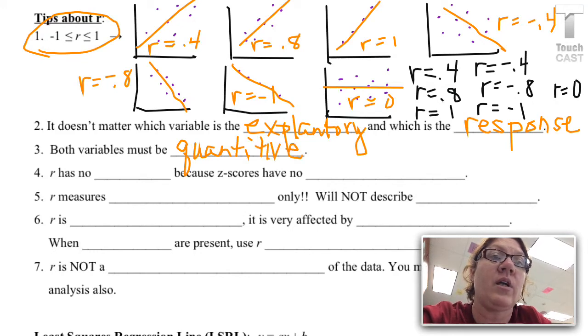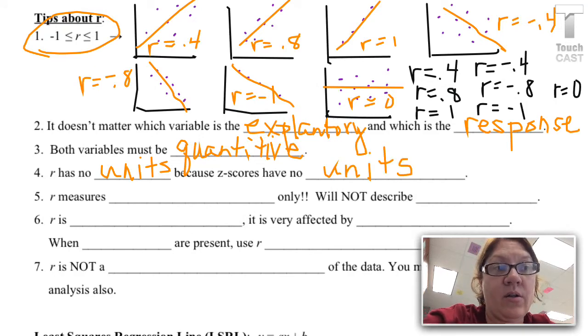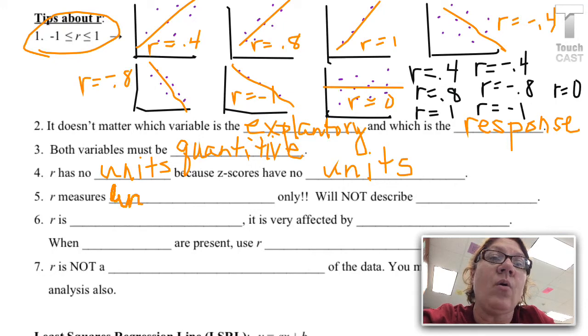Both variables must be quantitative, have to have numerical data to work with in order to actually do some calculations, right? Because I got to do z-scores. R has no units because z-scores have no units. It's just an average distance away from the center, so it's not in centimeters, not in meters, it's not in any type of unit. R measures a linear relationship only, so if you have curved data, it makes no sense to start talking about R.